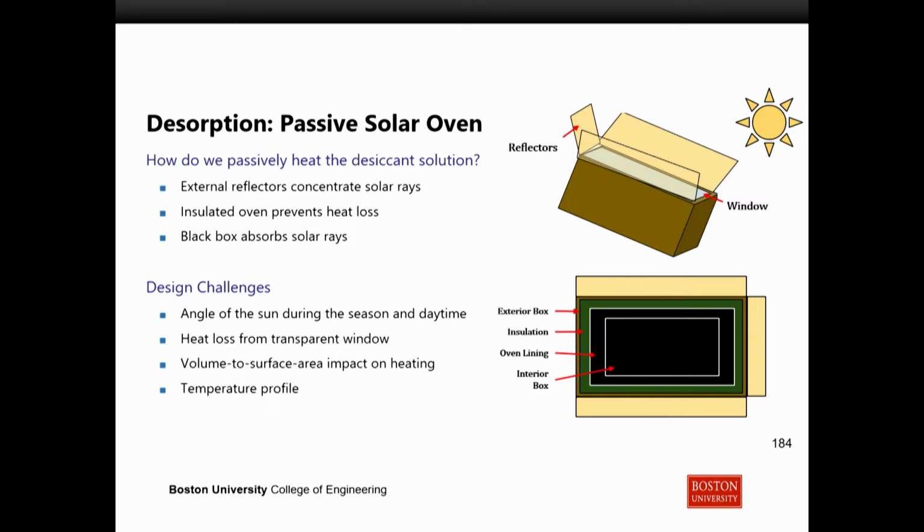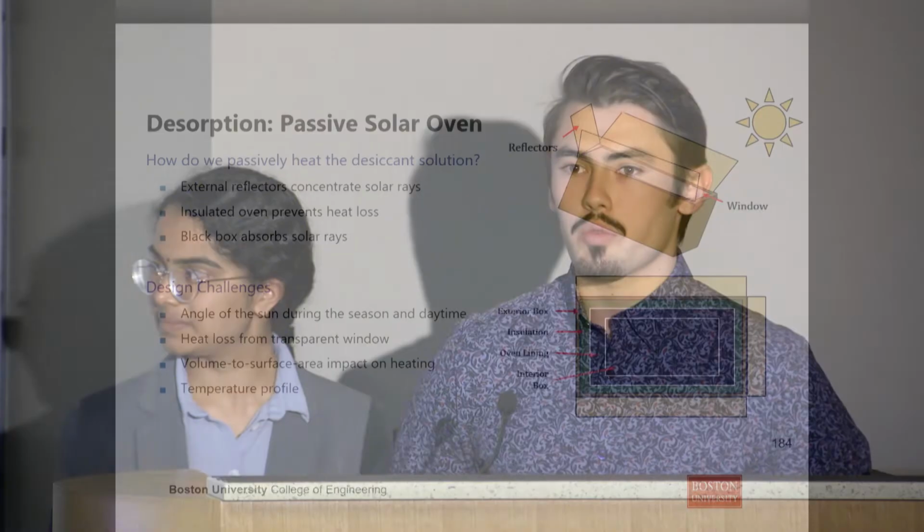So scaling the project, one of our goals is to scale. What is the impact on heating? Can we characterize that? And then lastly, the temperature profile. So how long does it take to heat up this box? So what can we feasibly scale this box to in order to reach temperatures that we need in a given period of time during the day?